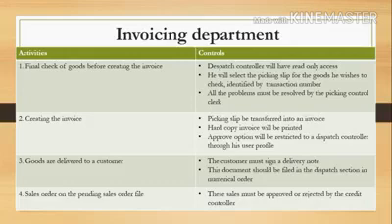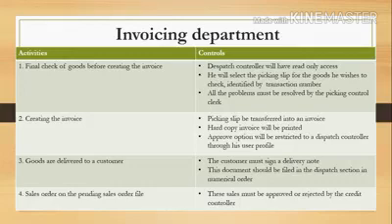A hard copy invoice will be printed. The approve option will be restricted to dispatch control through his user profile. Goods are delivered to a customer. The customer must sign a delivery note, meaning that that's how he will acknowledge the ownership of the goods. These documents should be filed in the dispatch section in numerical order. Sales order on the pending sales order file. These sales must be approved or rejected by the credit controller.